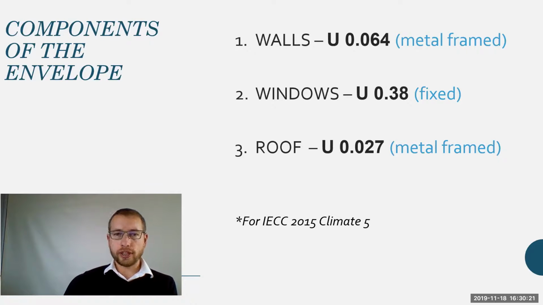So some common numbers that you might see for U factors: for walls 0.064, windows 0.38, roof 0.027. Our goal is to have as low of a U value as possible, right? The inverse of an R value. And you can see windows have almost an order of magnitude higher transmission coefficient than the walls or the roof as required by code.